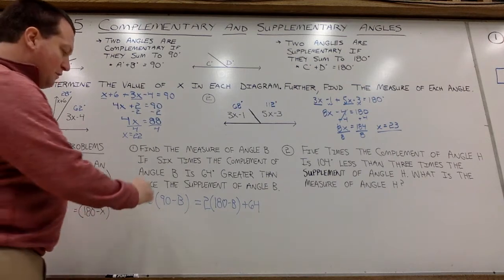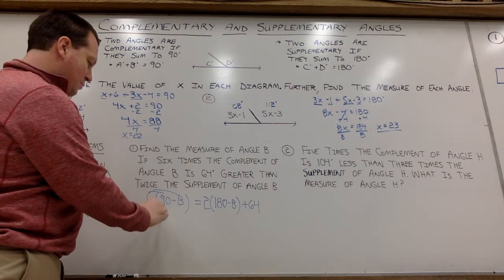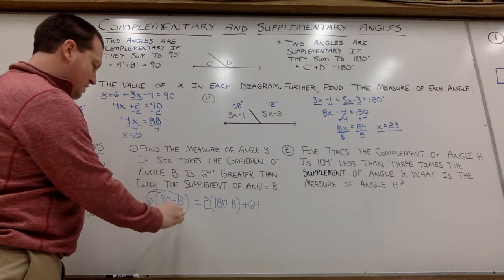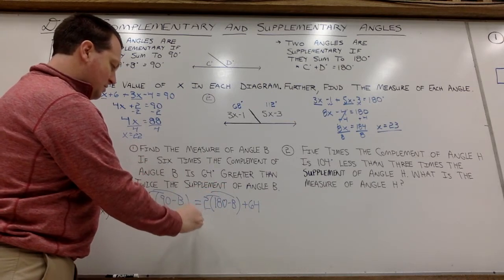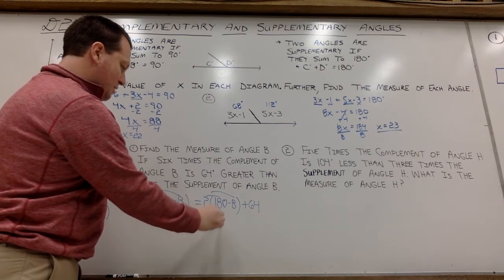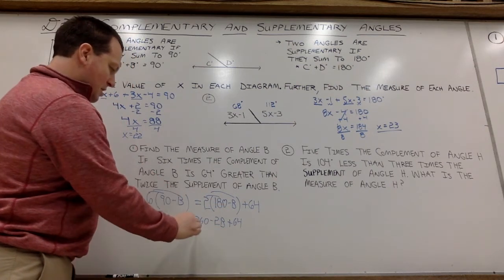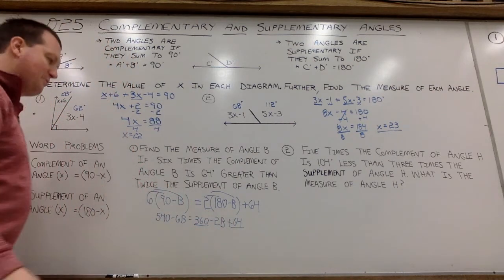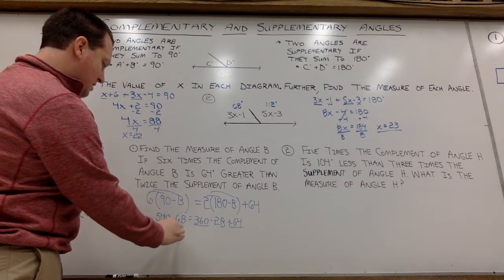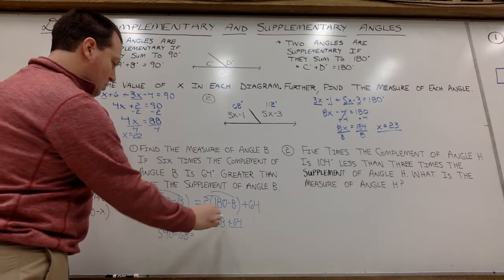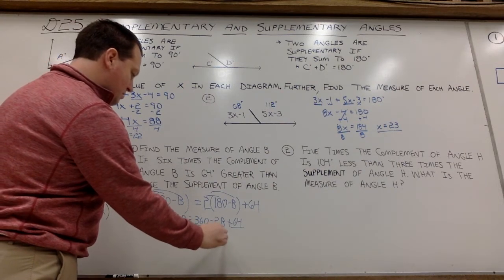We got a little distributive property party. 6 times 90, 540, minus 6b will equal 2 times 180 is 360, minus 2b, or not 2b, plus 64. I can put my 360 and 64 together. They are like terms. So I still have the 540 minus 6b will equal 424 minus 2b.